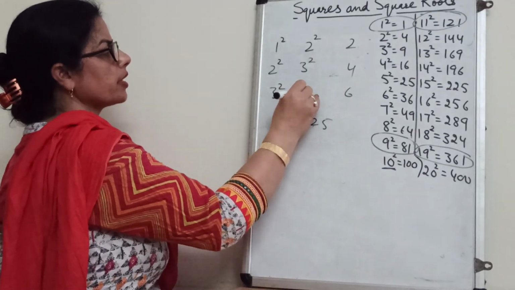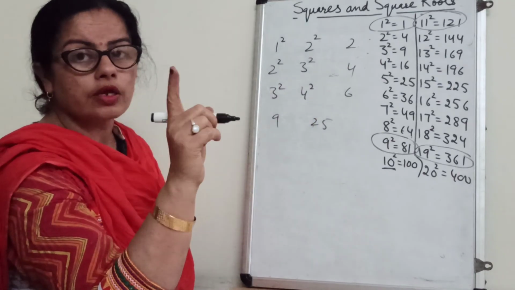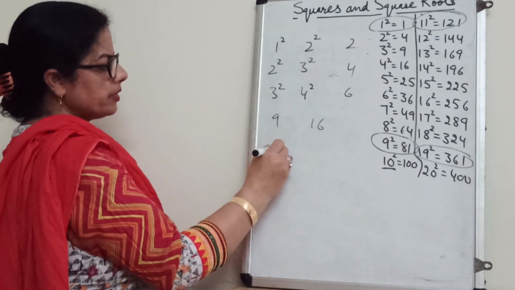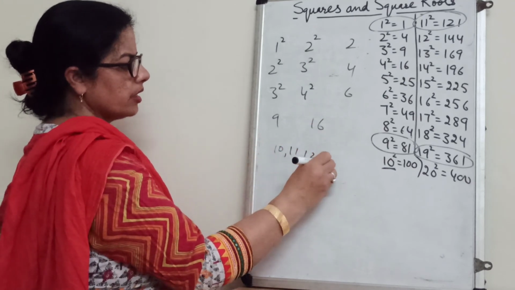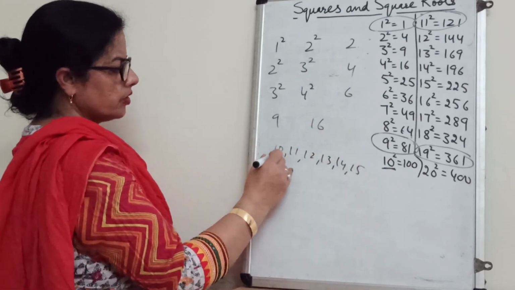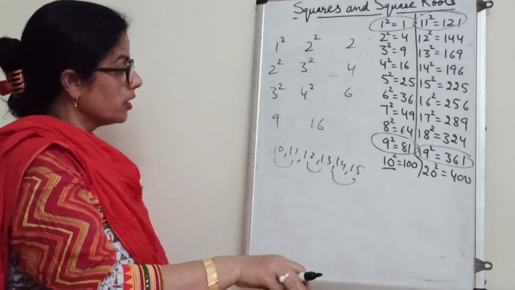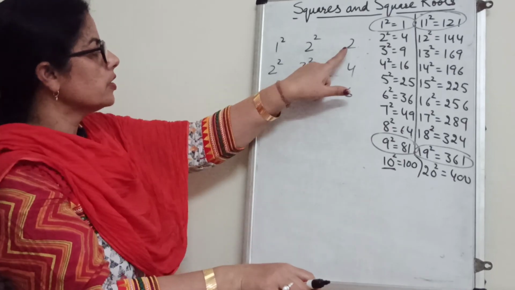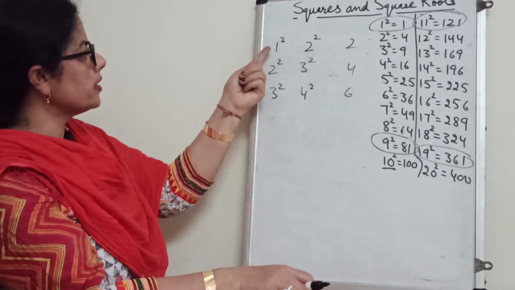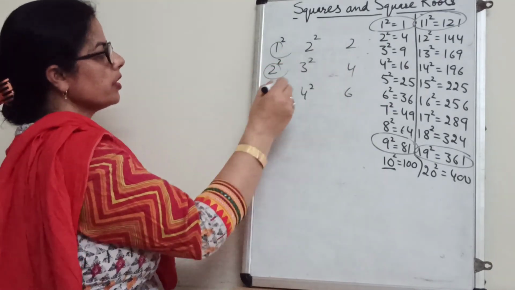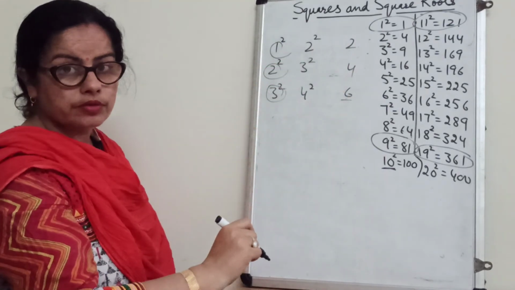3 square and 4 square. We have to take squares of consecutive numbers. And between them 10, 11, 12, 13, 14, 15. 6 numbers are there between 3 square and 4 square. If you observe carefully, see, these are the double of this number. Double of 1 is 2, double of 2 is 4, double of 3 is 6.